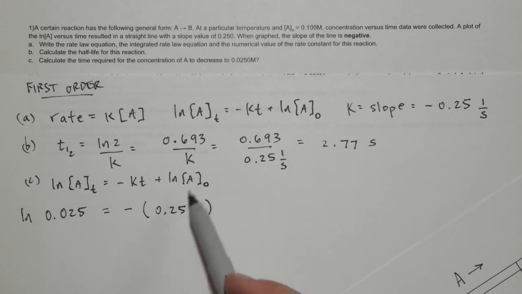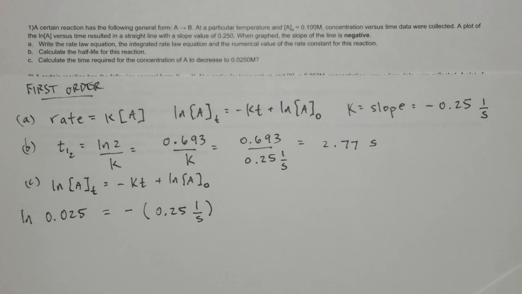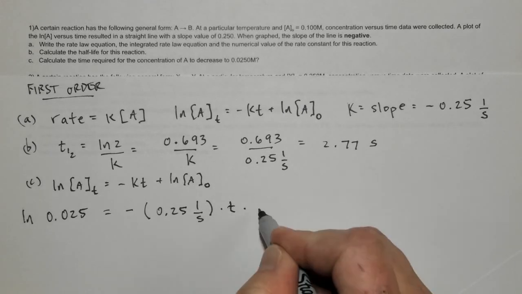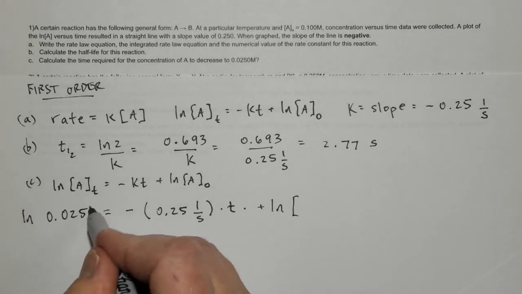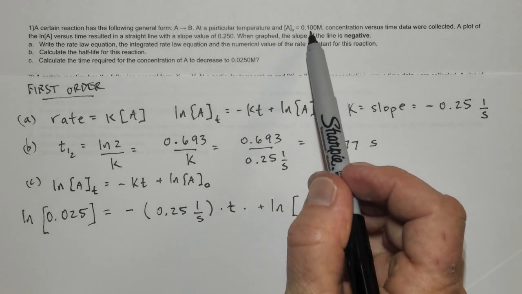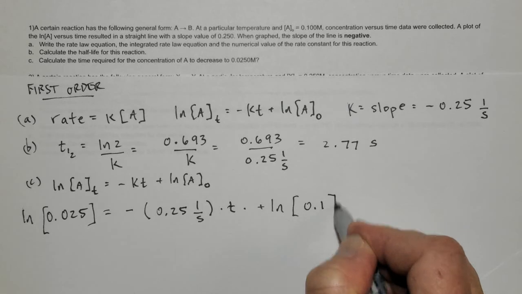Remember that the slope is k. If you forgot that, look up here: the slope is k, and here's k. And then we have t, that's the thing we're looking for, time. And then plus the natural log of the original amount. The original amount, it tells us, was 0.1 molar right here, A original. So 0.1 goes right here.